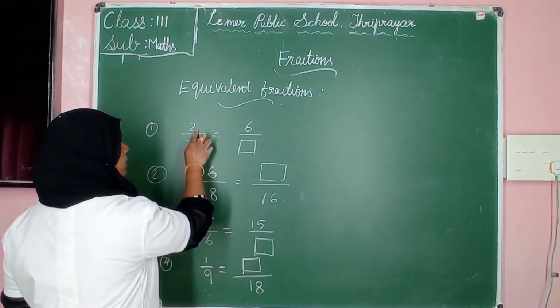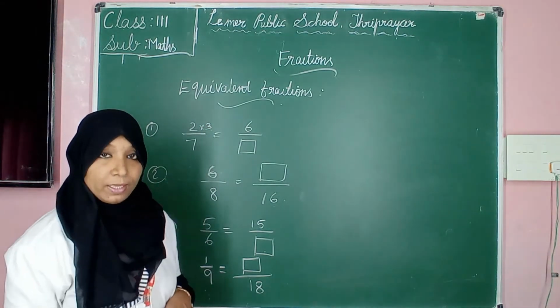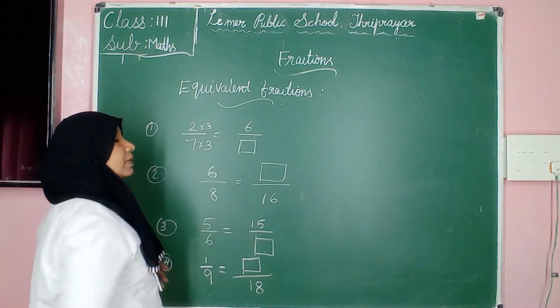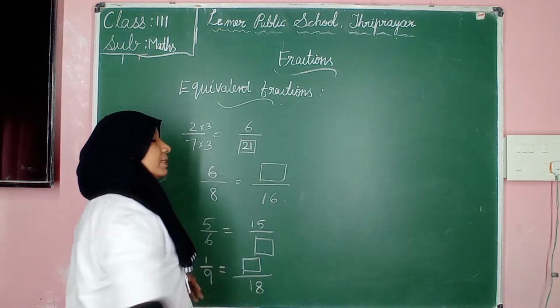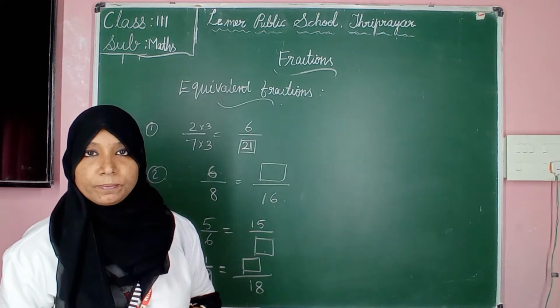That means we know 2 into 3 equals 6. So 7 into 3 also. What is 7 into 3? 21. So the missing number is 21. 6 by 21.